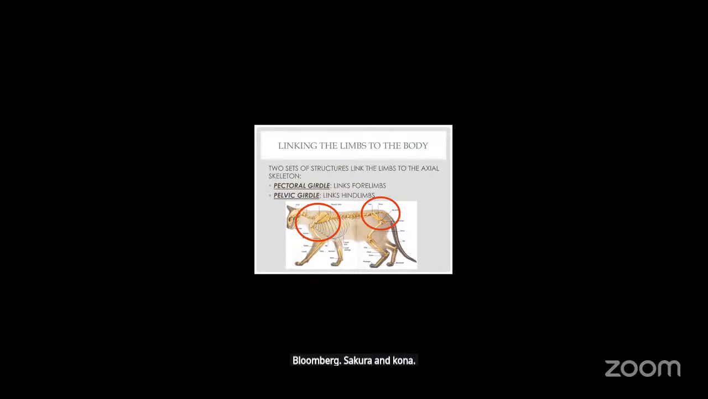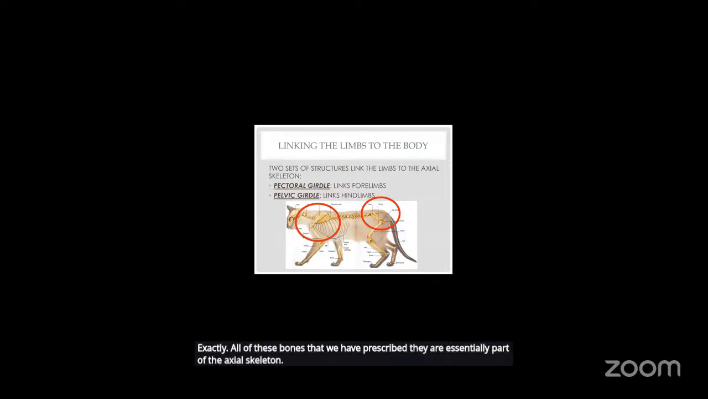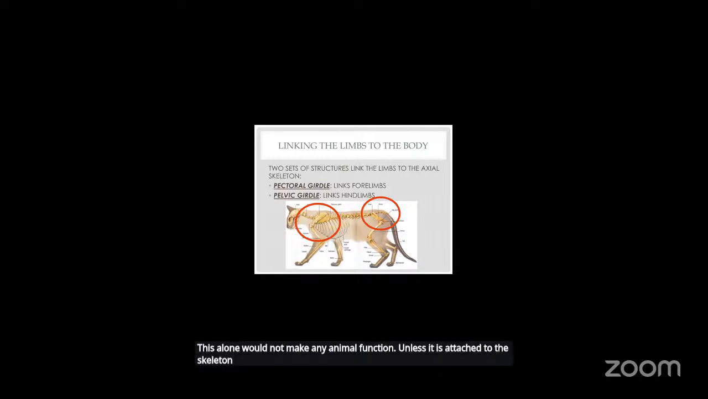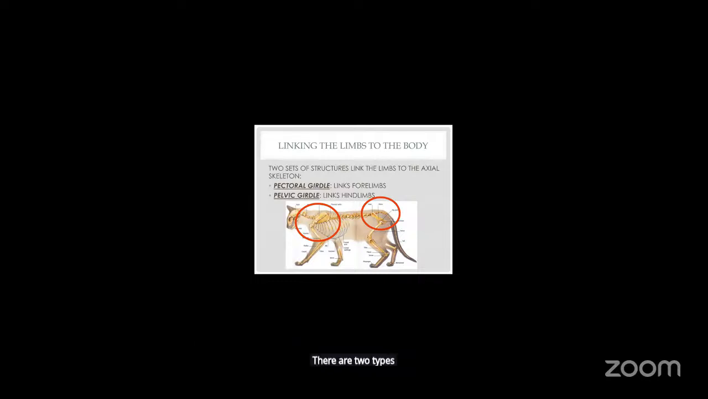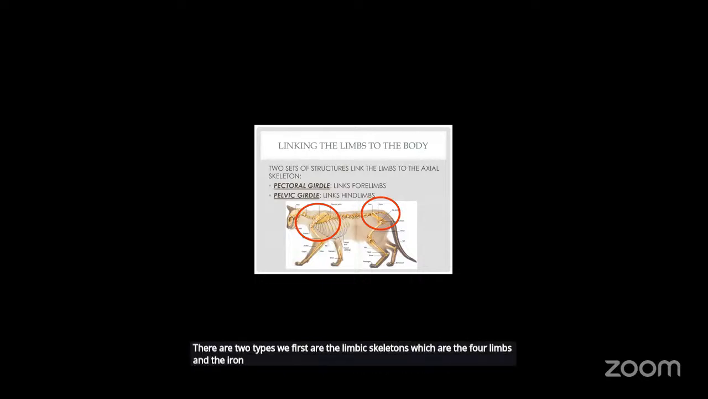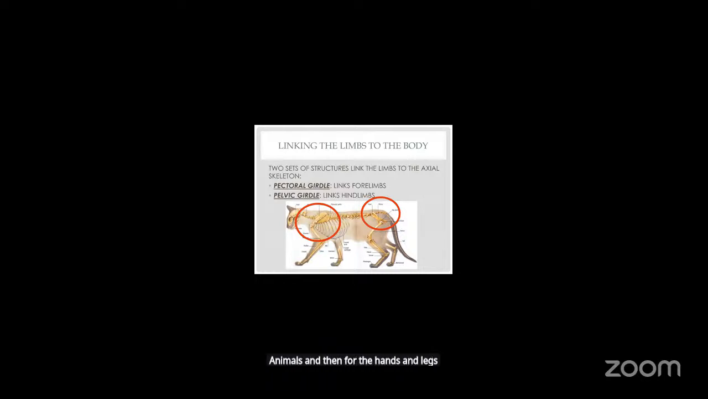All of these bones that we have described are essentially part of the axial skeleton: the skull and vertebral column. Now, this alone would not make any animal functional unless it is attached to the appendicular skeleton. The appendicular skeleton has two types. The first are the limb skeletons, which are the forelimbs and hind limbs for quadrupedal animals, and the hands and legs for bipedal animals like humans and apes.